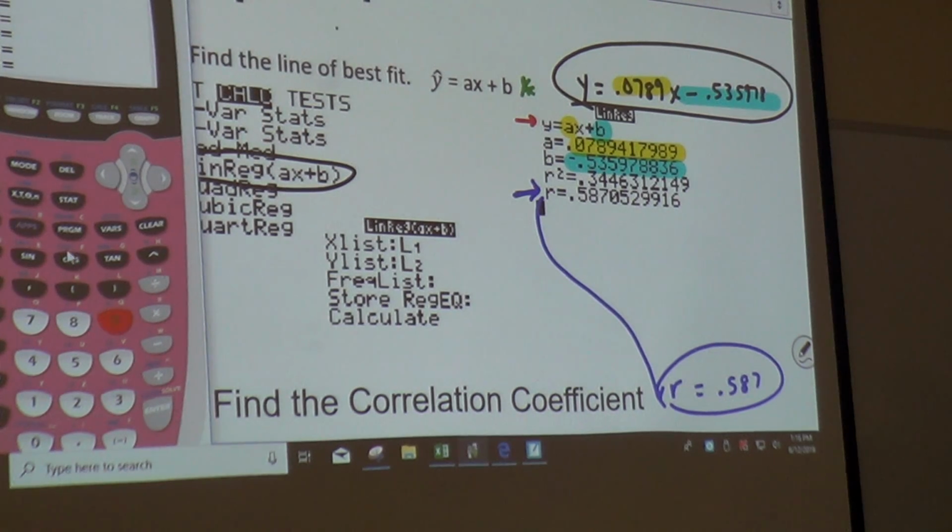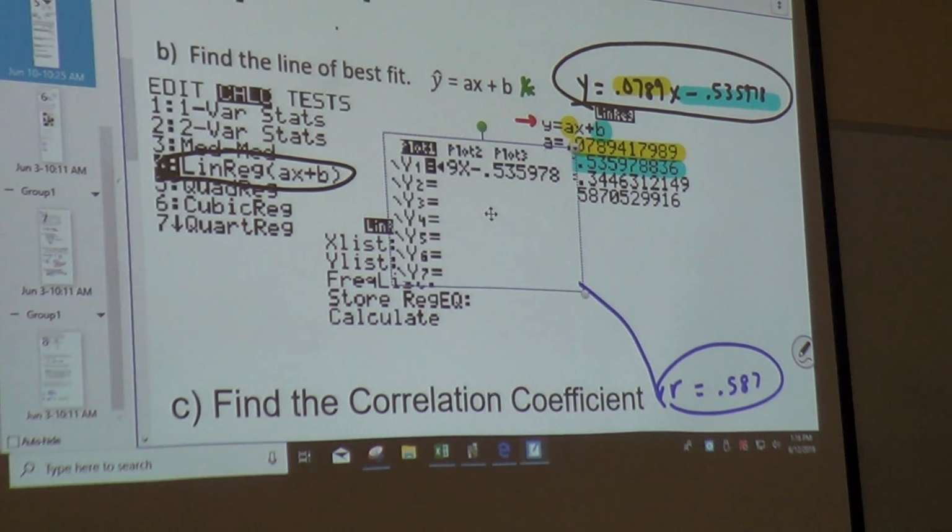0.0789. Here's your X button. Your X is right beside your alpha. Minus 0.535978. So I just manually typed in three or four or five places behind the decimal, and it's just going to keep scrolling.